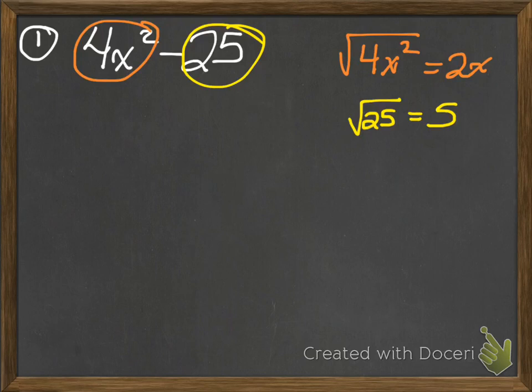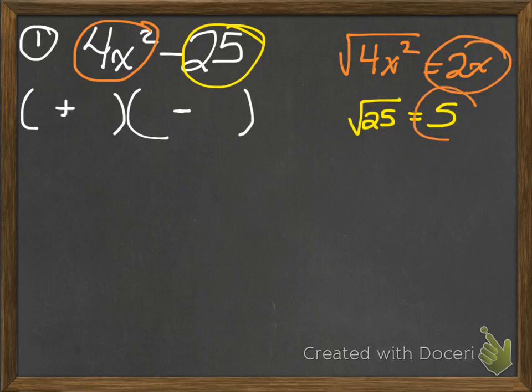So to set up the factors in the way they're going to look, you need two parentheses, one with a plus sign, one with a minus sign. And then you're going to place inside them the factors that these numbers that you came up with on the side. And it's going to go in the same order that they took the square roots. So 2x goes first. And what second is 5?